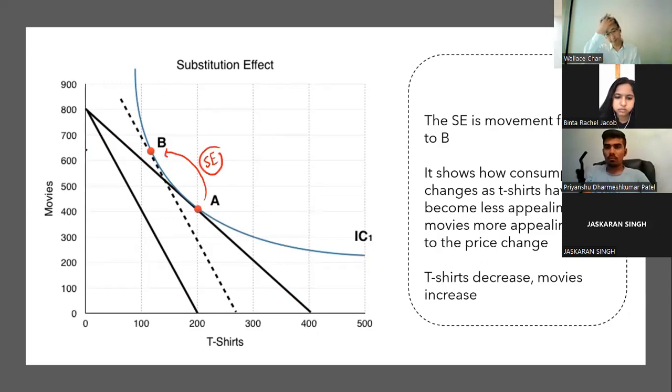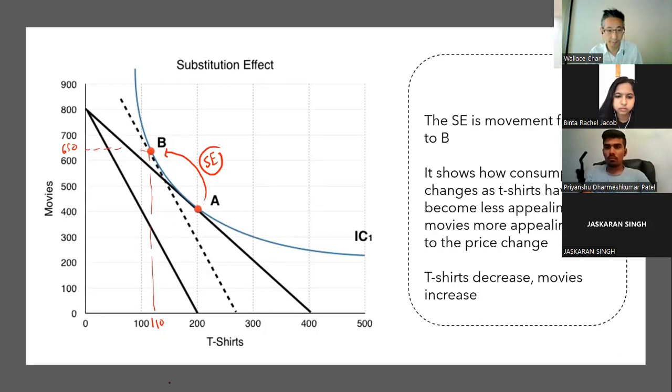Now notice what happens at B. At A, you were consuming 200 t-shirts and 400 movies. At B, let's say you're consuming 110 t-shirts and maybe 650 movies. So this says the pure price effect, the effect of t-shirts becoming less appealing, has made movies more appealing to you. If I could have held your utility constant at your old level, you would have increased your consumption of movies to 650 and reduced your consumption of t-shirts to 110.